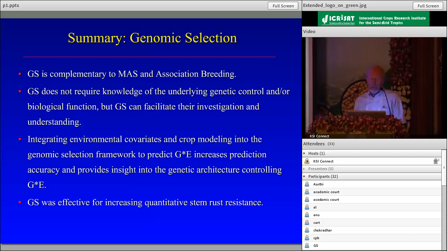We found that integrating environmental covariates and crop modeling into the genomic selection framework increased our prediction accuracy and gave us some insight into how the genetic control of the genotype by environment interaction was contributing. And then finally, we found that genomic selection was effective for increasing quantitative stem rust resistance.